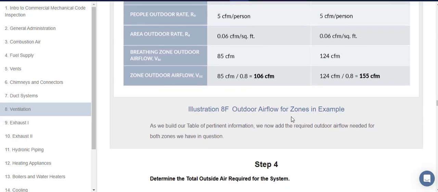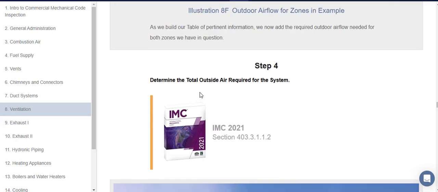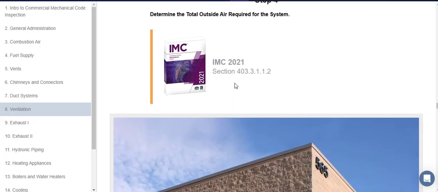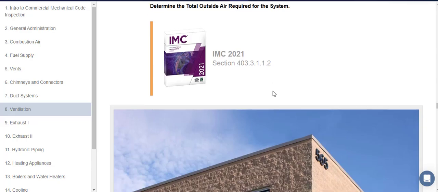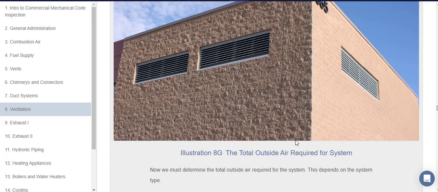Illustration 8F, outdoor airflow for zones in the example. As we built our table of pertinent information, we now add the required outdoor airflow needed for both zones we have in the equation. Step 4. Determine the total outside air required for the system. International Mechanical Code 2021, Section 403.3.1.1.2. Illustration 8G. The total outside air required for the system.